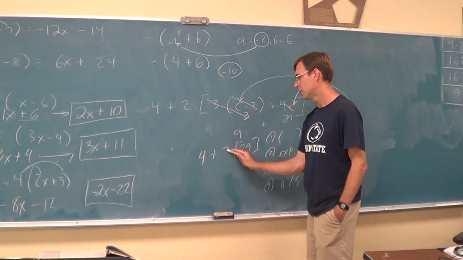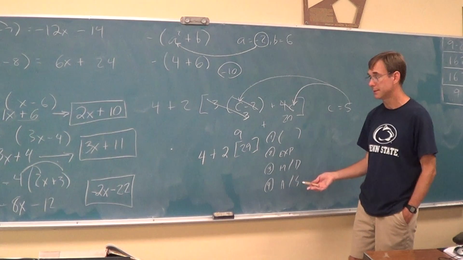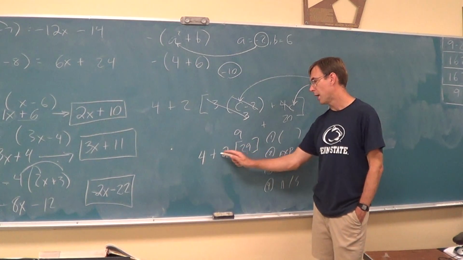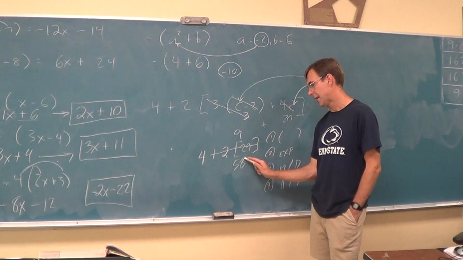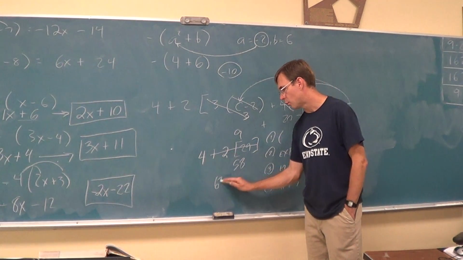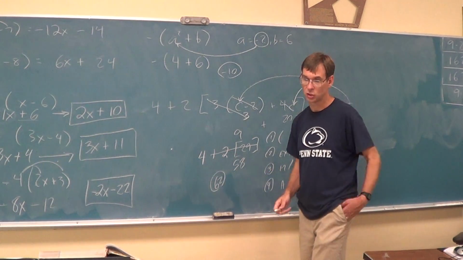Adding 4 and multiplying by 2 is still there. So we want to multiply before we add. 2 times 29 is 58. 58 plus 4, grand total would be 62.